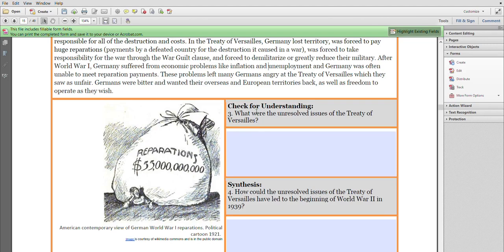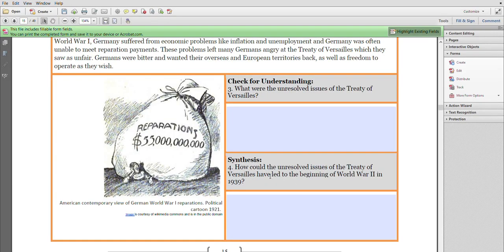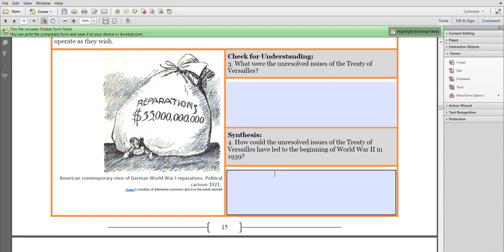Check for understanding. What were the unresolved issues of the Treaty of Versailles? Synthesis. How could the unresolved issues of the Treaty of Versailles have led to the beginning of World War II in 1939?